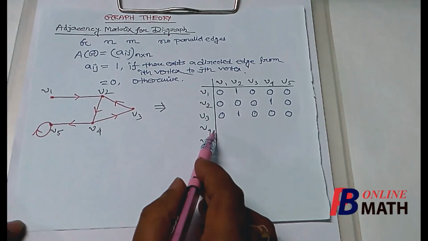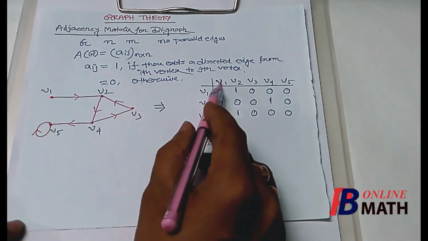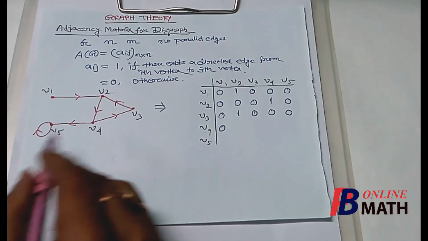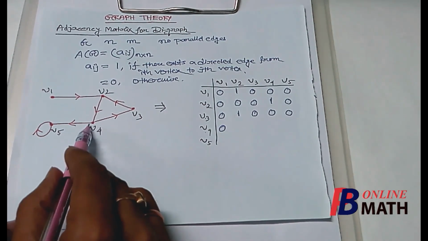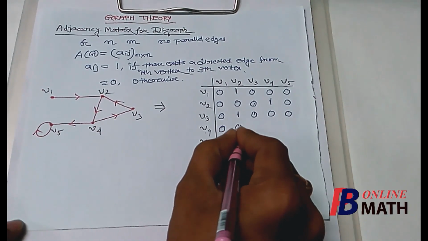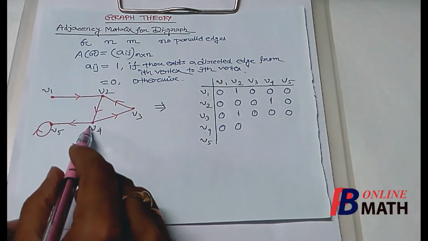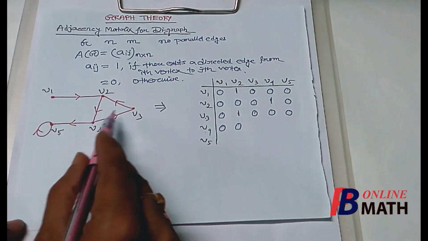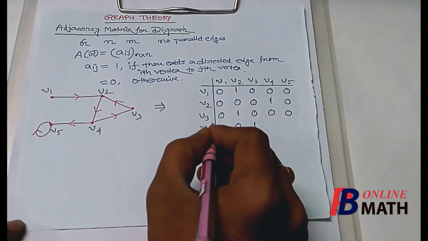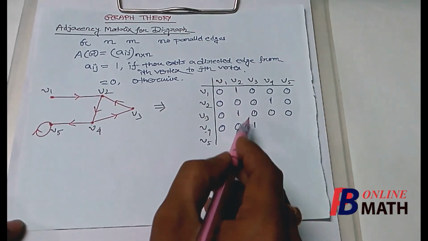Next one is this element V4 to V1. We find that there is no edge from V4 to V1, we put 0 here. Again there is no edge from V4 to V2, so we put 0 again. There is one edge from V4 to V3, this edge, so we put 1 here.